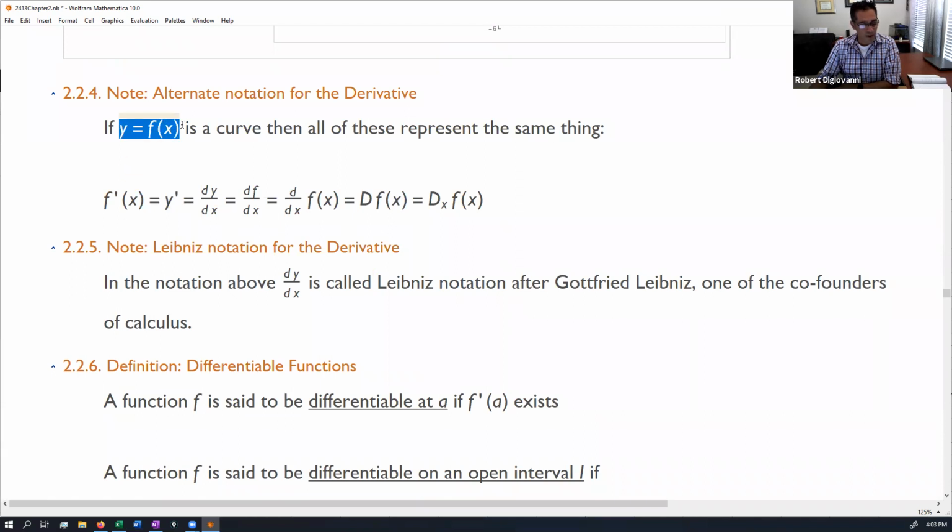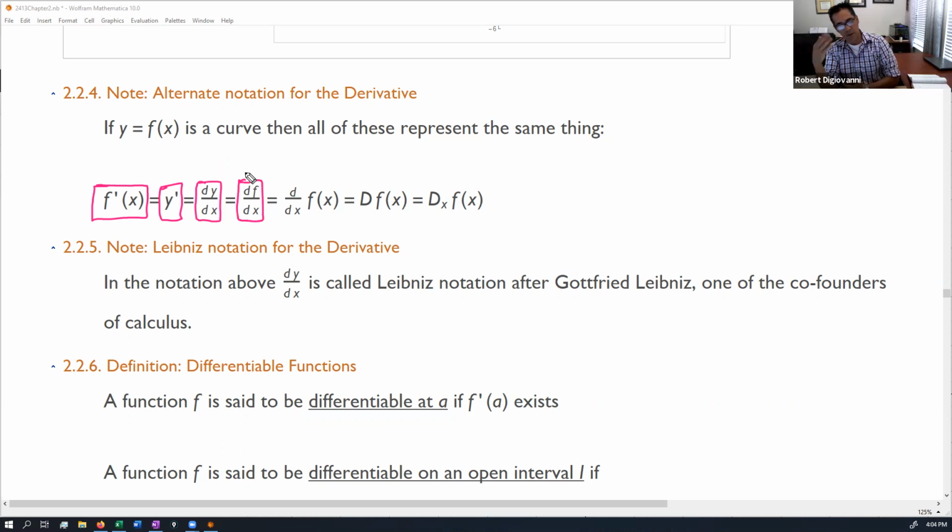So if you're given a function, then we already know what f prime of x is. F prime of x is just the derivative, and we already know that means some limit that we would have to do. Another way to write that, though, is y prime. If you write y with a little prime, that means you need to go find the derivative. If you write dy dx, that's dy over dx, that also represents the derivative. So these are all equivalent to one another.